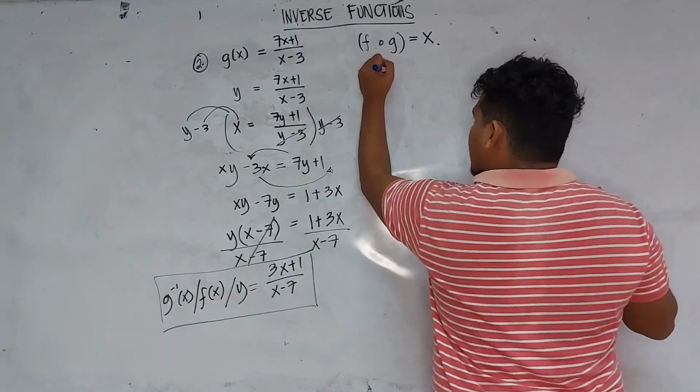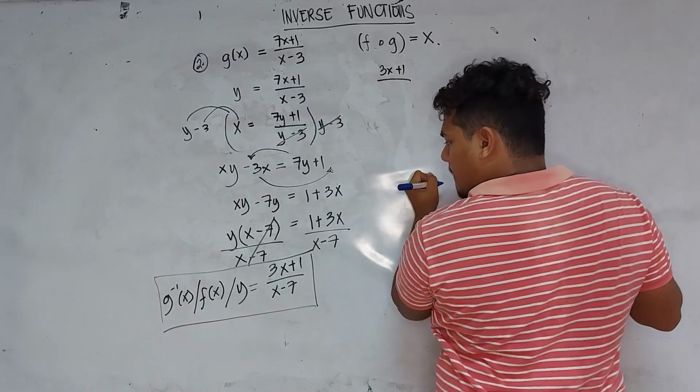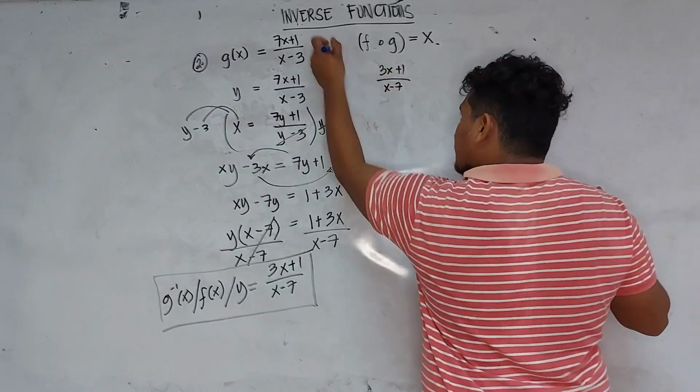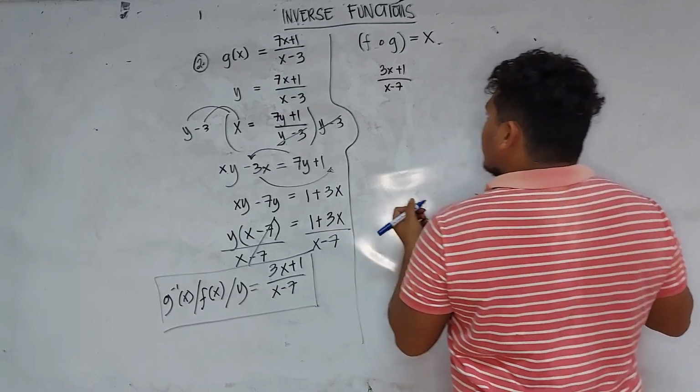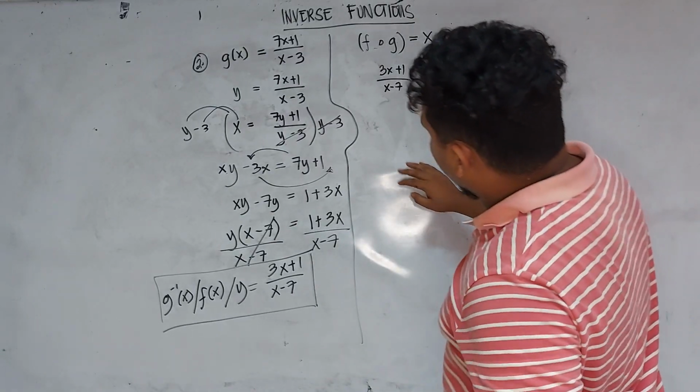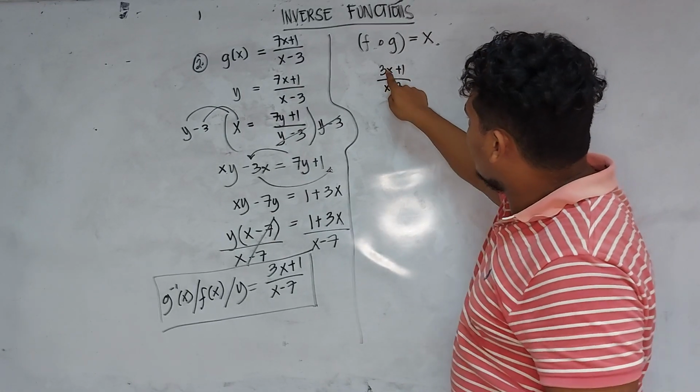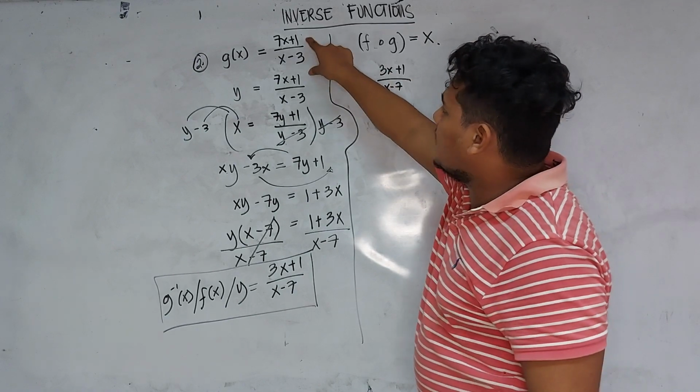So this becomes (3x plus 1) over (x minus 7). Okay, verifying inverses. How do we do this now? Meaning, we replace the value of x here, as given.